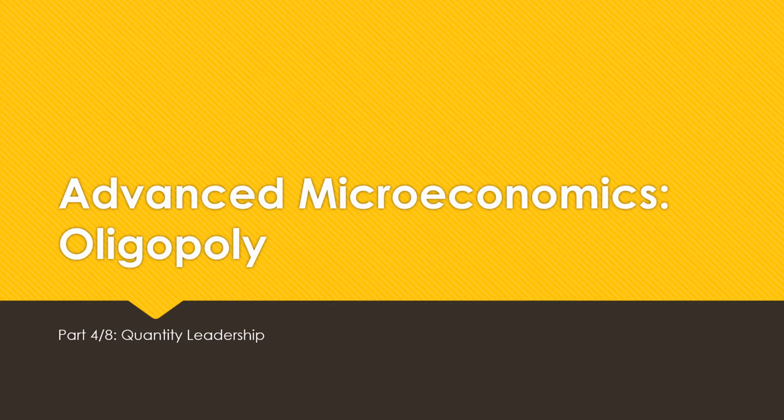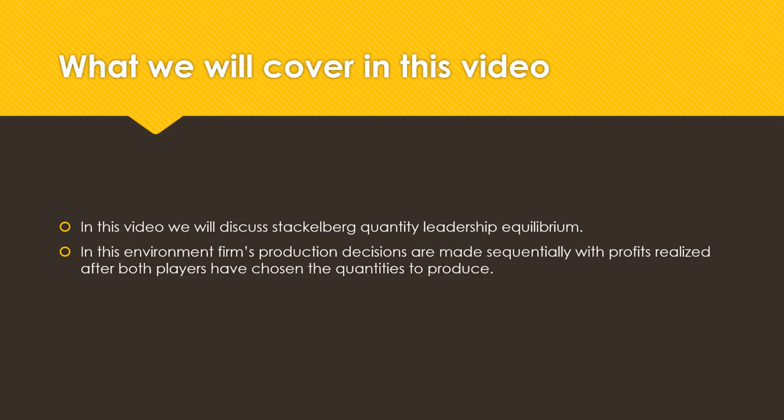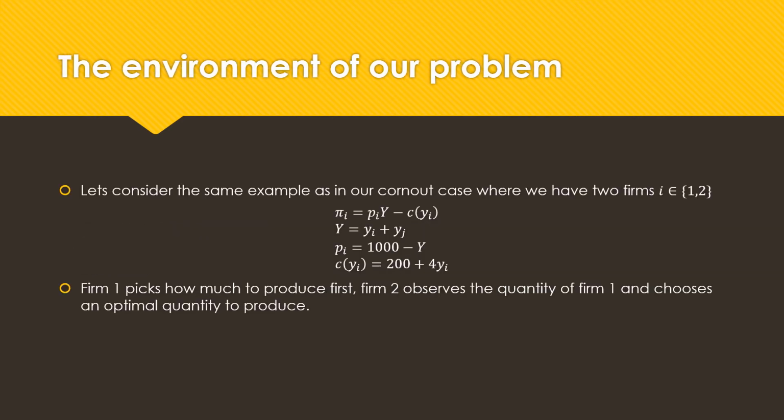In this video, we're going to talk about quantity leadership equilibrium. In this context, this is also called Stackelberg with quantity. Let's go. As previously stated, we're going to be discussing Stackelberg quantity leadership equilibrium. In this environment, firms' production decisions are made sequentially, with profits realized after by both players, who have chosen the quantities to produce. I'm just going to be solving for the quantities here to keep the video concise.